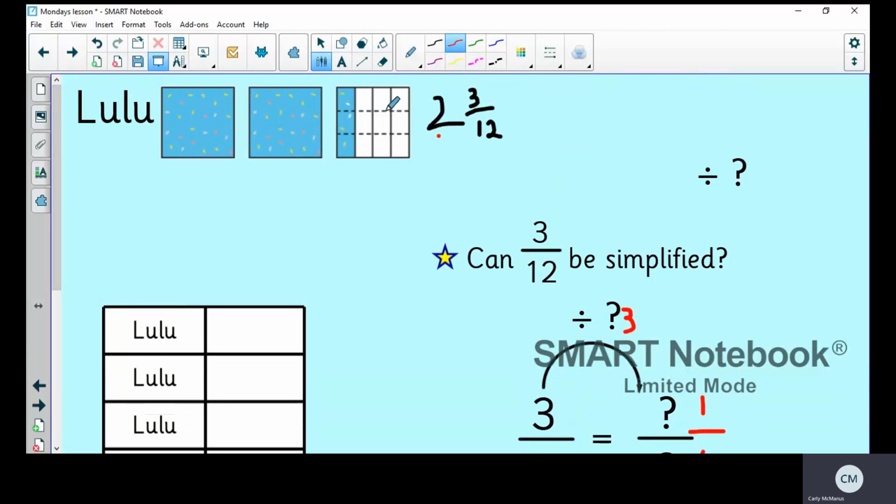Now again here, you can see that this is 3/12. But again, if we just look at the red lines that I'm going to draw as best I can, if we split this cake into 4 parts now, look, 1 part is shaded in. So 2 and 3/12 simplified is 2, because the whole number stays the same, and 1/4 because we've simplified that fraction down.